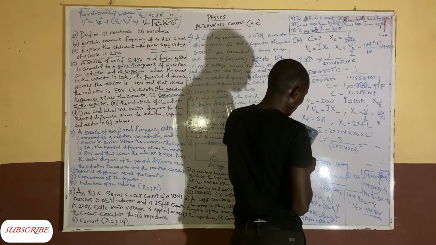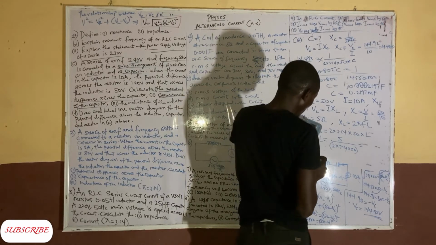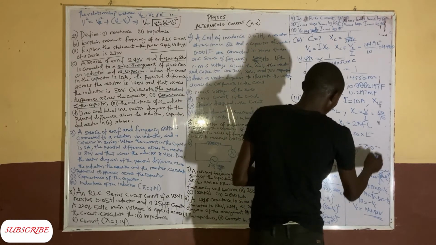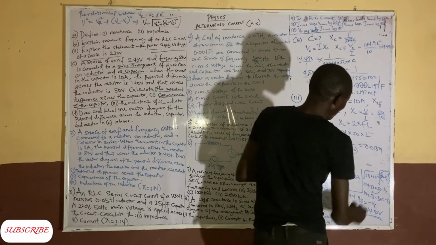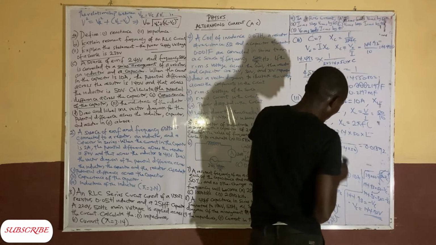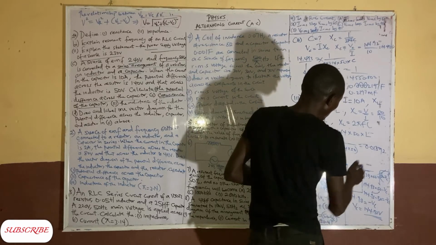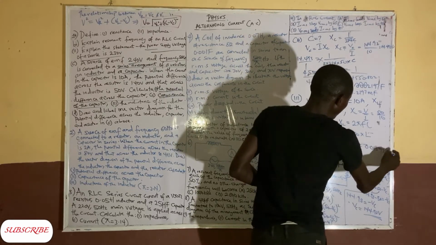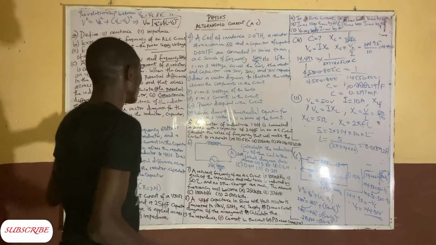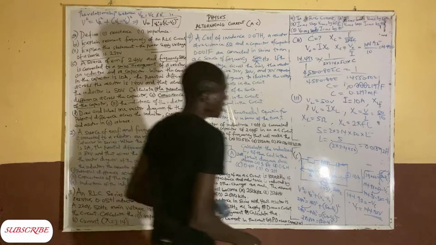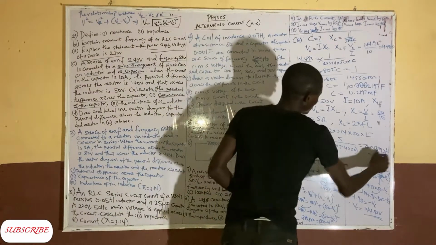So what do we have now? We have 0.1592. So that is in Henry. The inductance of the inductor, the unit is Henry. So that's that about that.